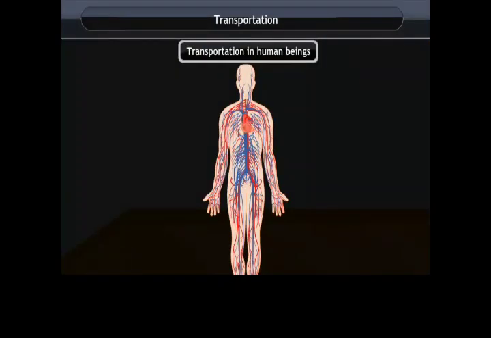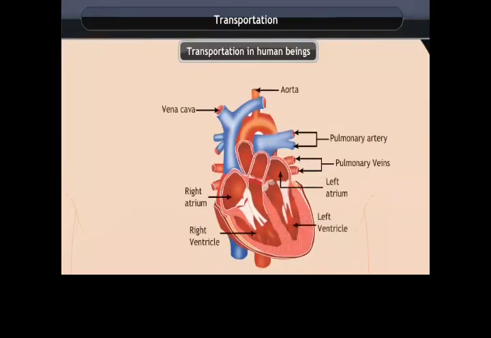Transportation. Transportation in human beings. In human beings, the blood transports food, oxygen, and waste materials in our body, and our heart helps to pump blood to all the parts of the body. In humans, the heart is a muscular organ, which is as big as our fist.